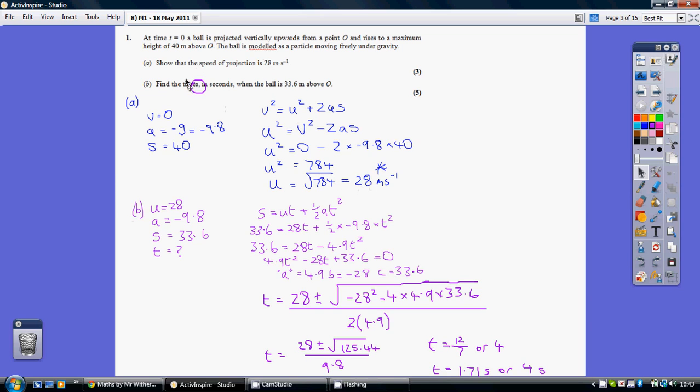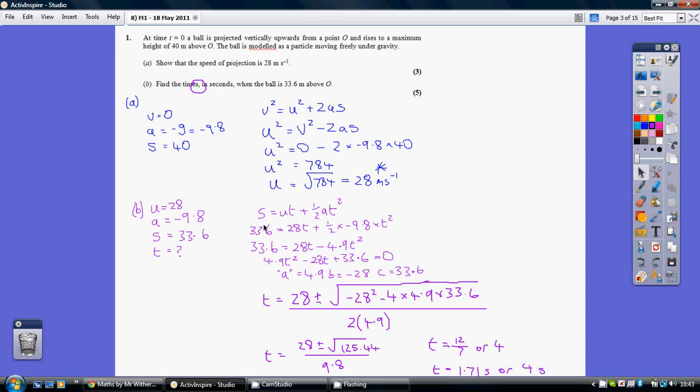Now for part B, note it says times plural, so that immediately should suggest you're going to be using the formula that leads to a quadratic, so we're getting two solutions. Anyway, u is 28 as we know from part A. The acceleration is still fighting against gravity, that's minus 9.8, and we're looking for when it goes past 33.6 meters. Well, it goes to a total height of 40, so it passes 33.6 meters on the way up and then again on the way down, so hence the two values.